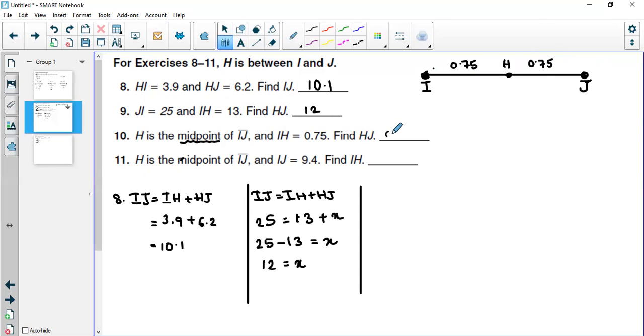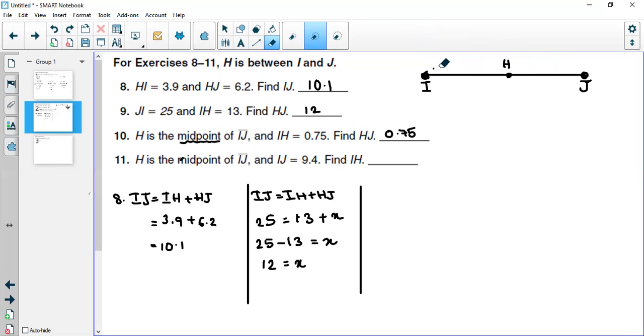It's just a thing to understand. Midpoint means it's exactly in the middle of the line. So half of the line is 0.75. So what's the remaining half going to be? It's also going to be 0.75. That's because it's the midpoint. If they did not mention midpoint, then the answer will be different. Okay. Now let me erase this off.